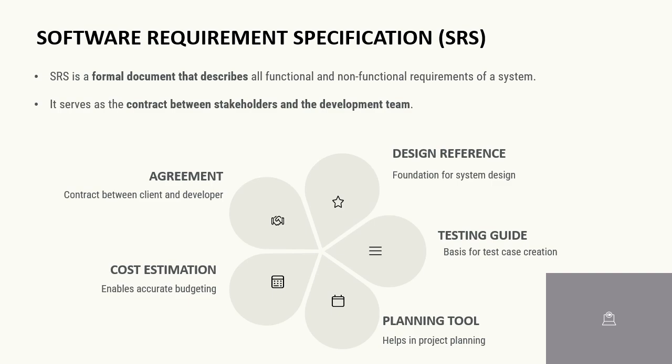So, moving to the SRS documentation. The software requirement specification, or SRS, is a formal document that describes all system requirements. It basically acts as an agreement between stakeholders and the development team. The SRS also serves as a design reference, a testing guide, and a planning tool for the project. It helps estimate project cost and schedule more accurately.